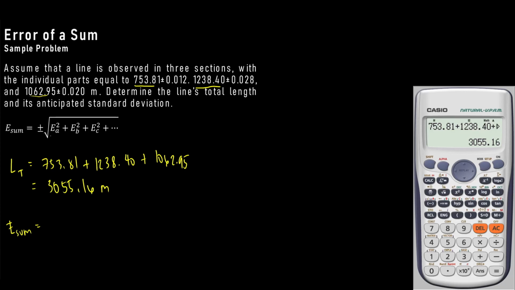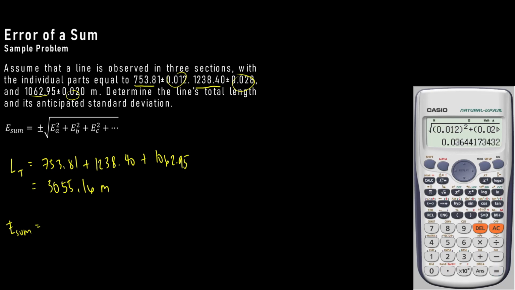And then para dun sa error of the sum, so equal daw sa positive negative square root ng summation ng square ng errors. So, positive negative square root ng, pwedeng i-direct na natin, square root ng 0.012 square plus 0.028 square plus 0.020 square.